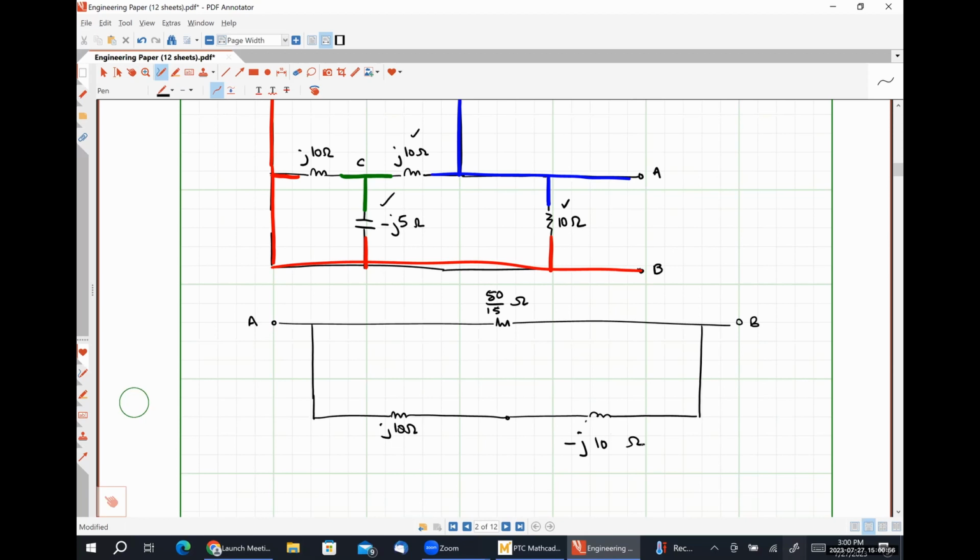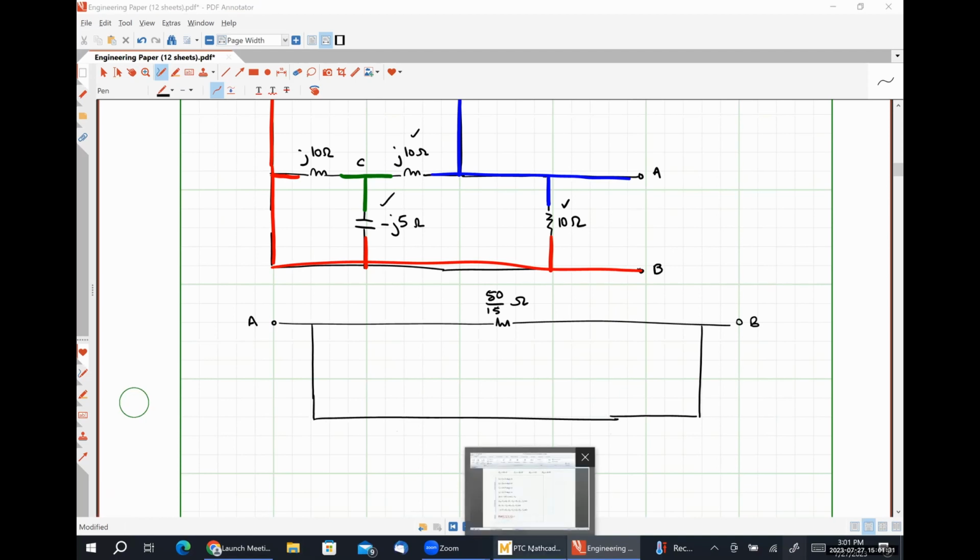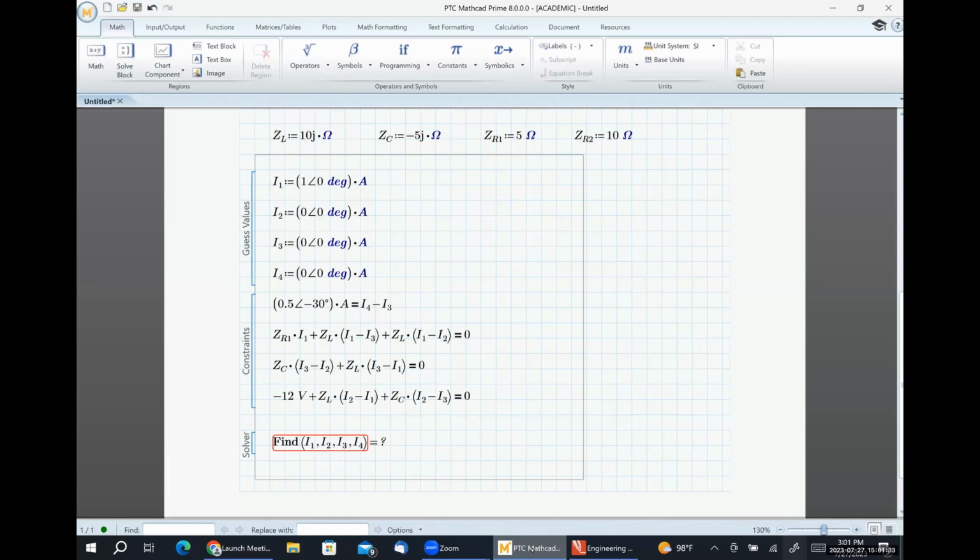So that is a little frustrating. So the j10 and the negative j10 cancel each other out, right? Because they're in series, which means this path is a short circuit, which means the Thevenin impedance is a short circuit. So why this MathCAD wasn't working is because the Norton current is literally undefined.